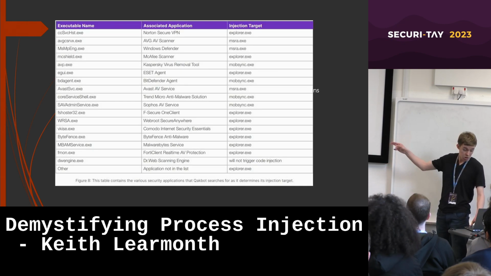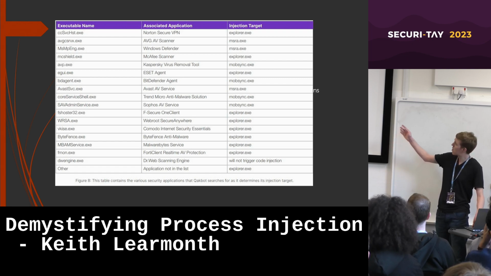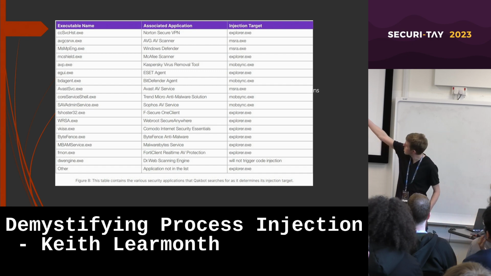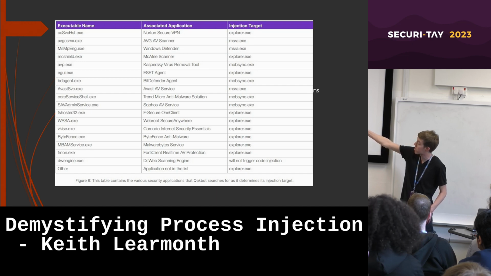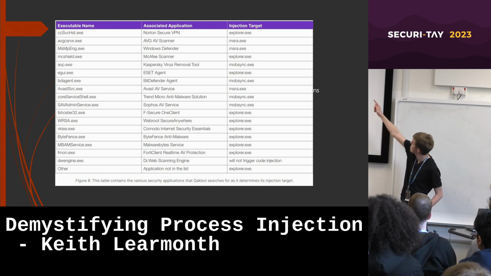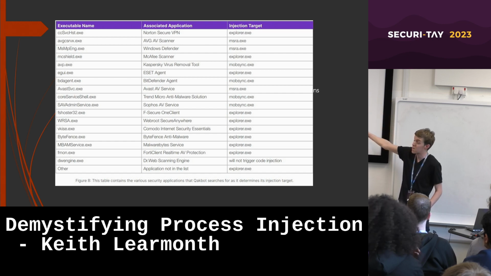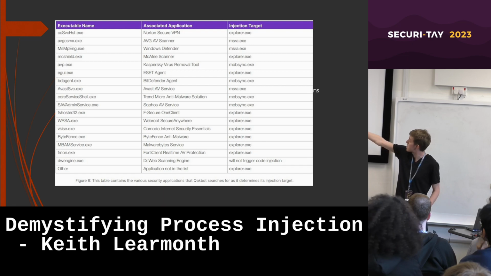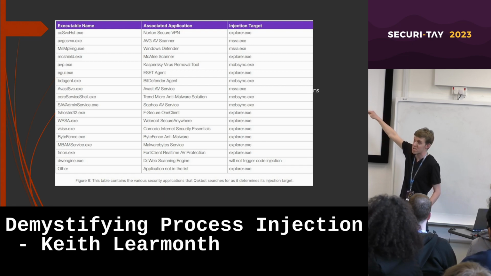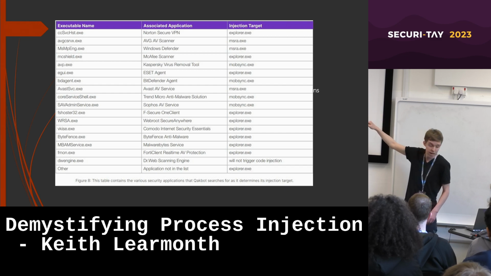So here's a picture from, I think it's a Fortinet thing about Quackbot. What Quackbot was doing was searching for known security tools on the left. And if it found one of those executables running, it would inject into a specific target that it knew was whitelisted by the security software. So if it found the host was running Sophos, it would inject into a copy of MobSync, which is some relic of Windows Mobile.